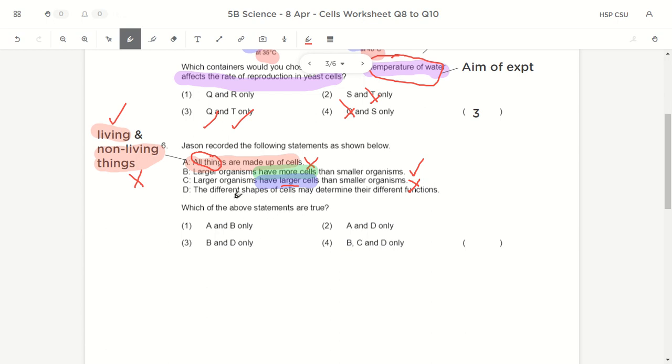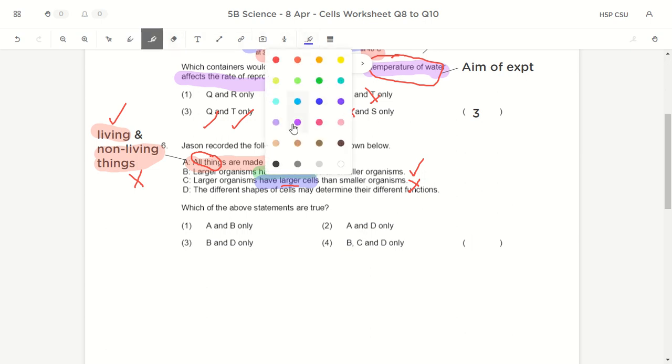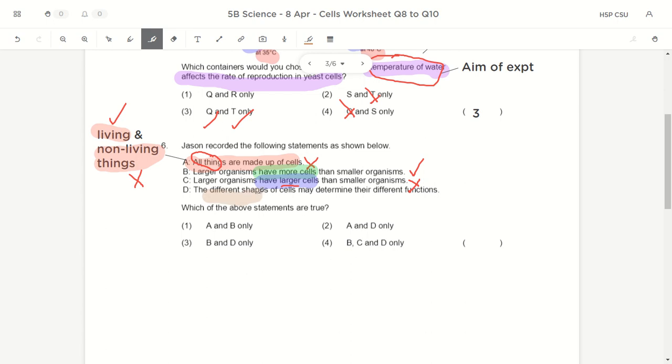Different shapes of cells determine their function. Correct. Why is that so? Let's highlight first. Different shapes determine different functions. This is true. Why is it true?